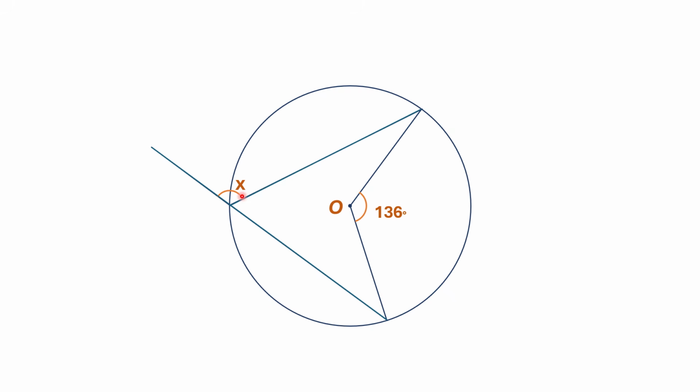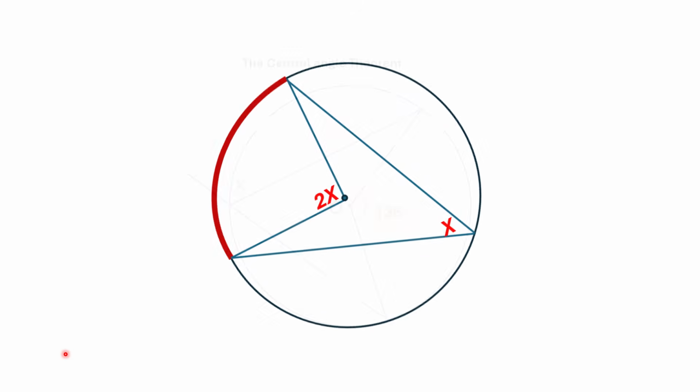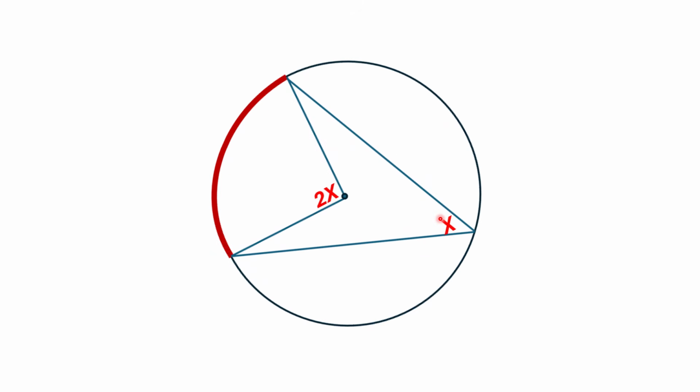Next question. The question asks to find x. You can pause and try this yourself. To find x, we first need to find this angle here, the one inside. And to do this, we need to remember the central angle theorem. The central angle theorem is something like this. It tells you this angle here is half of this angle. If this is 100, this is 50.